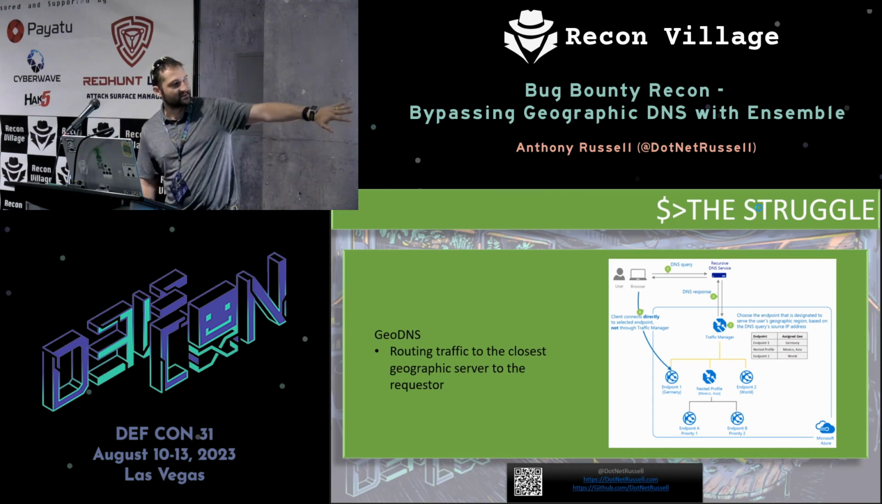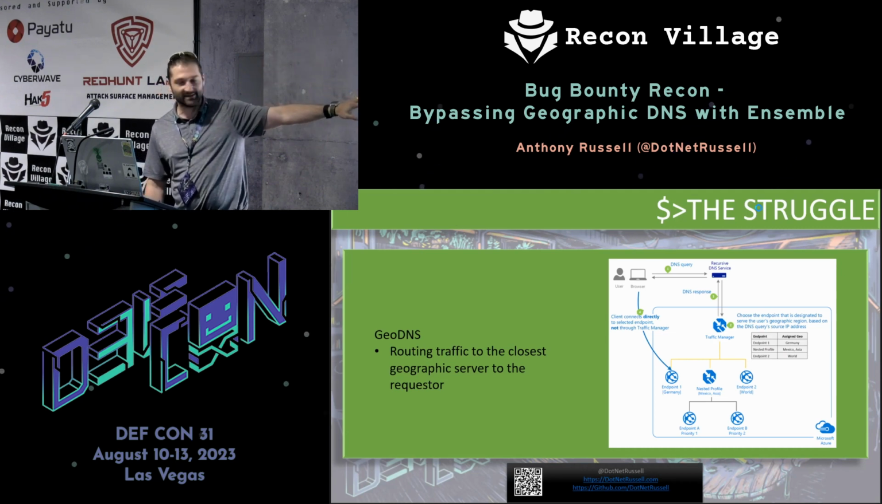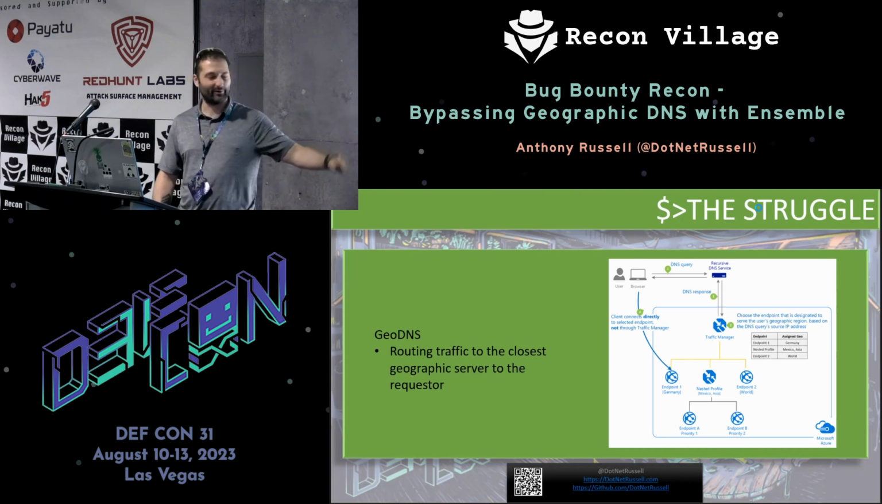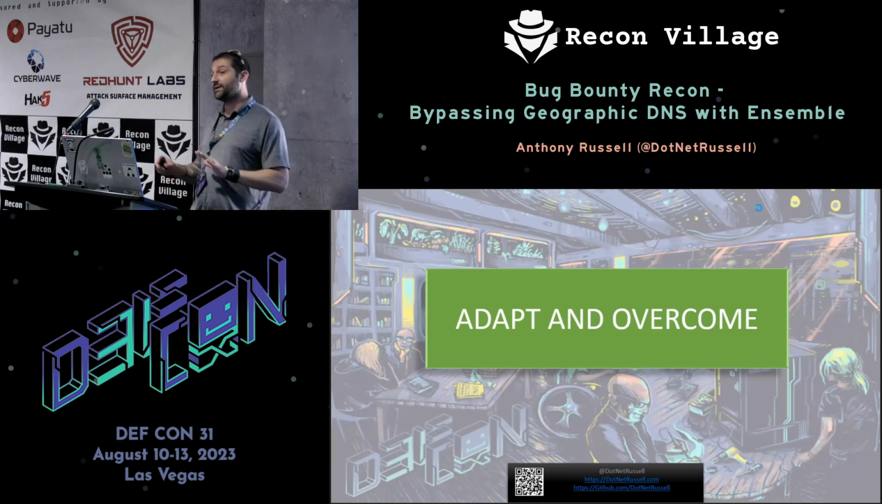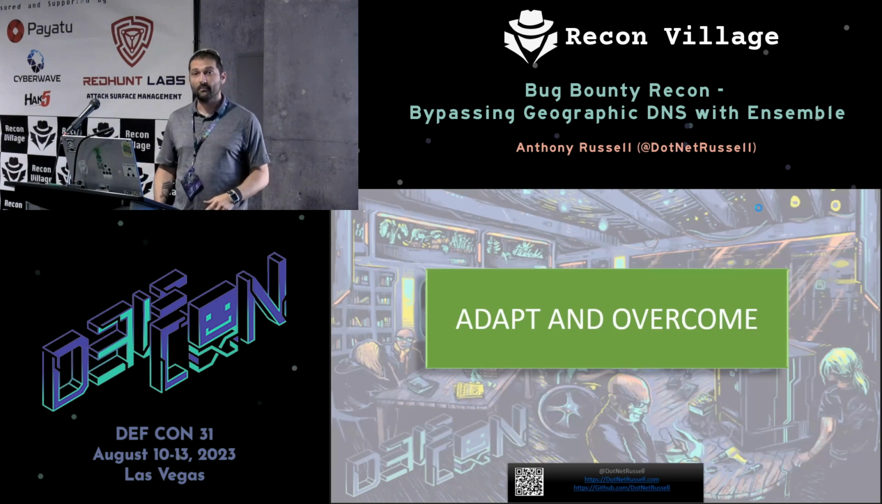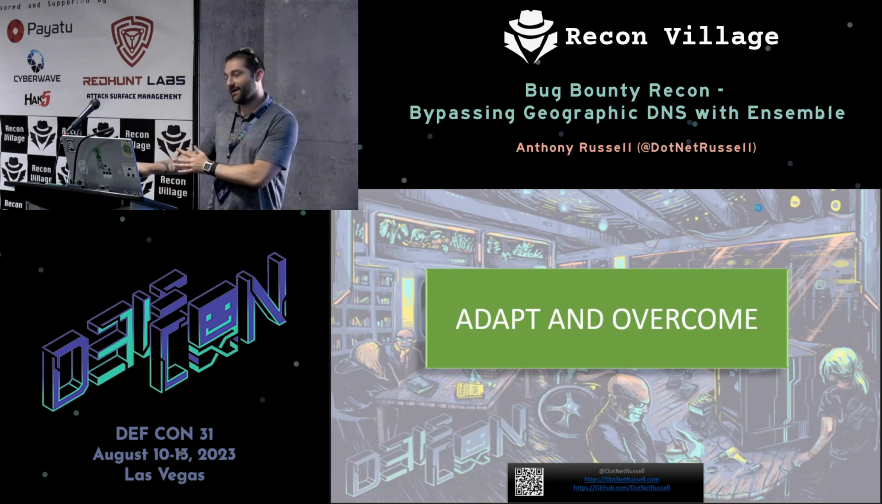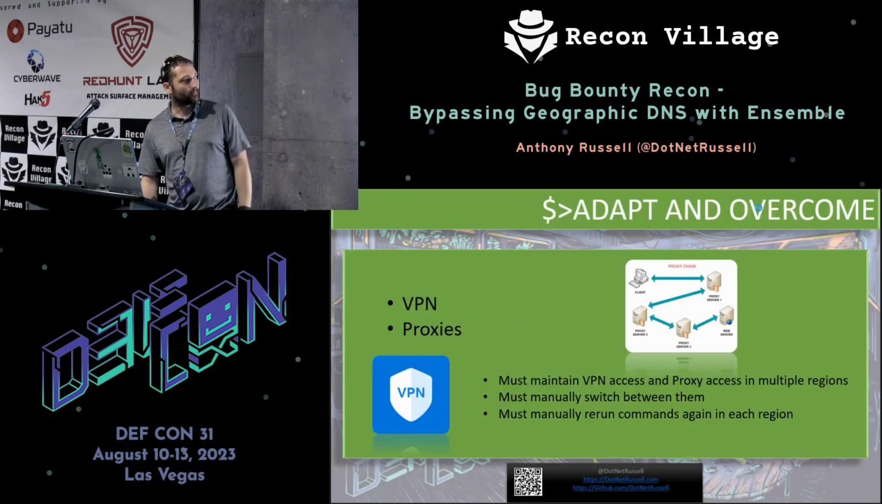And that's kind of what this diagram right here is, one I ripped off from Microsoft. I'm pretty sure this is the Azure GeoDNS system, what they have set up. It's not important. So how do we do that? There are lots of ways that we can get around GeoDNS, okay? I'm going to show you the ways that exist, and then I'm going to show you the way that I created, and I'm hoping that you like it. So we adapt and overcome.